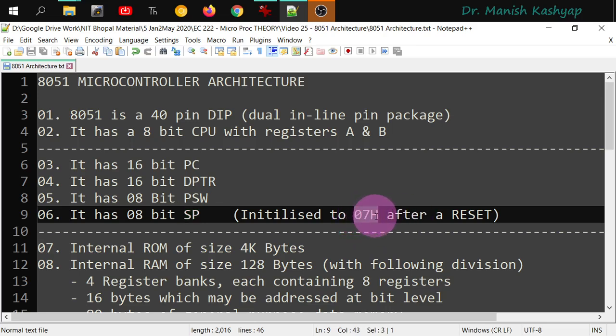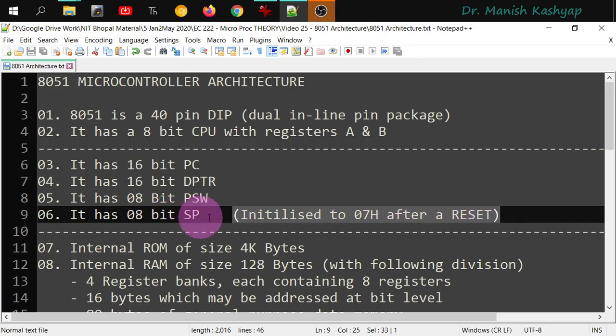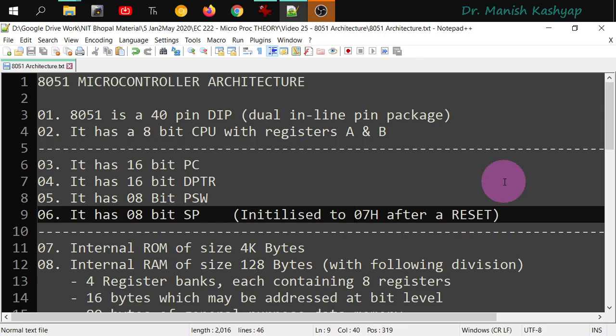So the stack will start filling from 08, 09, and so on and so forth, because if the stack pointer points at 07H, then when you try to fill the stack, you know that it will get incremented. So the stack pointer will be incremented, and the next location will be 08 only, right? So this is one important point of difference when a reset operation is made. On reset, the stack pointer is reset to 07H.